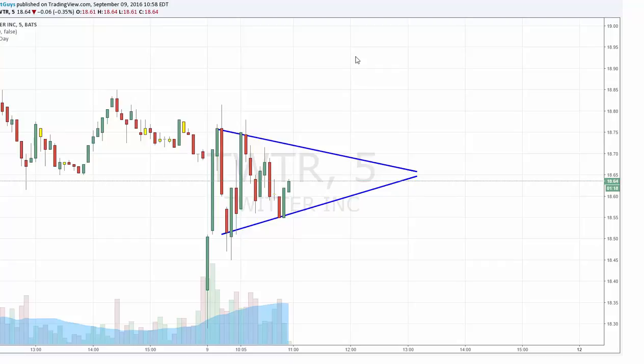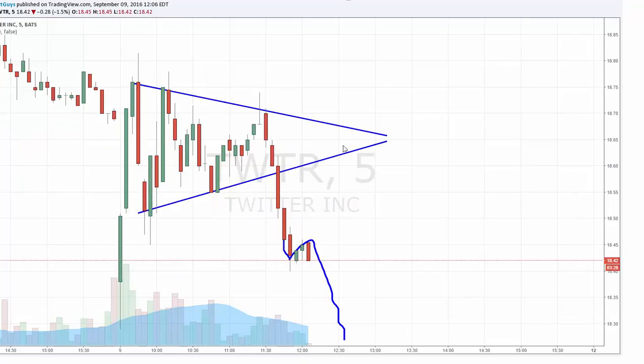So I drew that out, and over the course of the next little while, we could see that it went up, tested that resistance, slammed back down, and broke through the support. So we got a confirmation here and a break here, and it followed through, which means this pattern was real. It just didn't get an opportunity to play out completely.